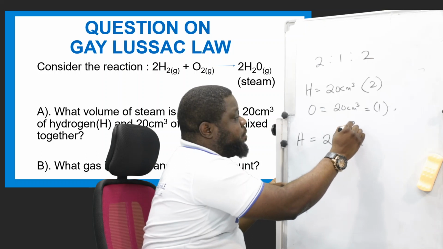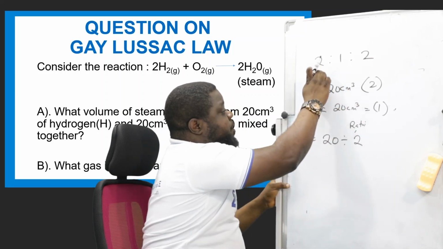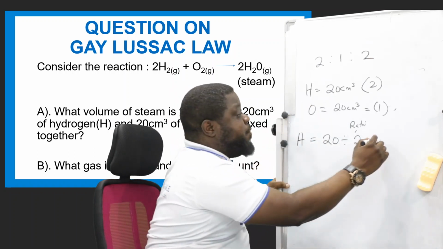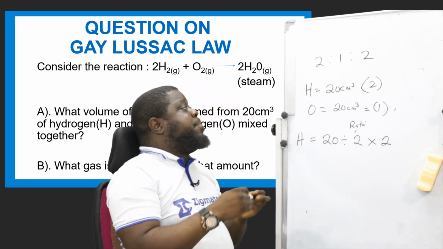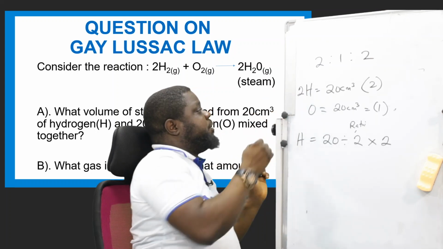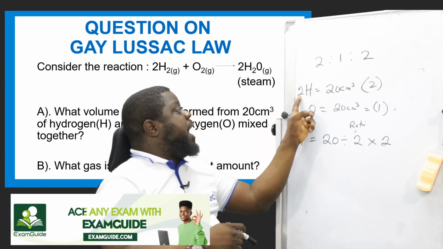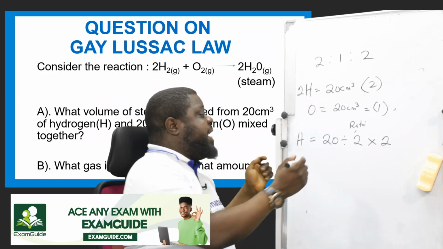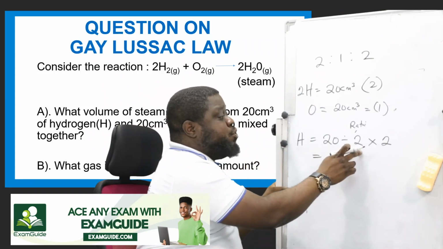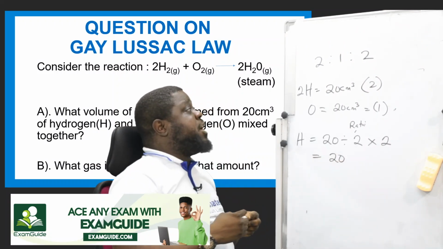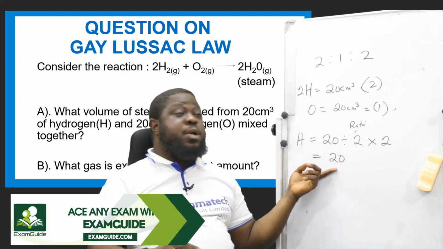This is the ratio of which we get 2, times the molecule of the hydrogen, which is 2. Remember, hydrogen molecule, this is 2. Let me give 2H times the hydrogen molecule, which is 2. So if I divide it now, it will give me 20 divided by 2 is 10. 10 times 2 is 20. Now we've gotten the ratio of hydrogen as 20.